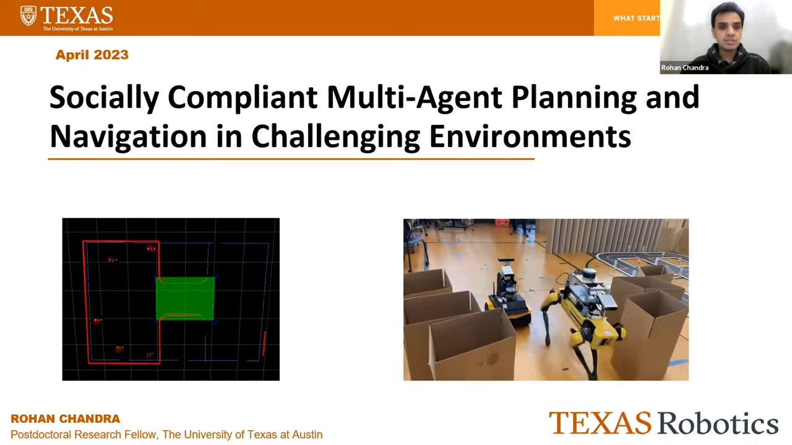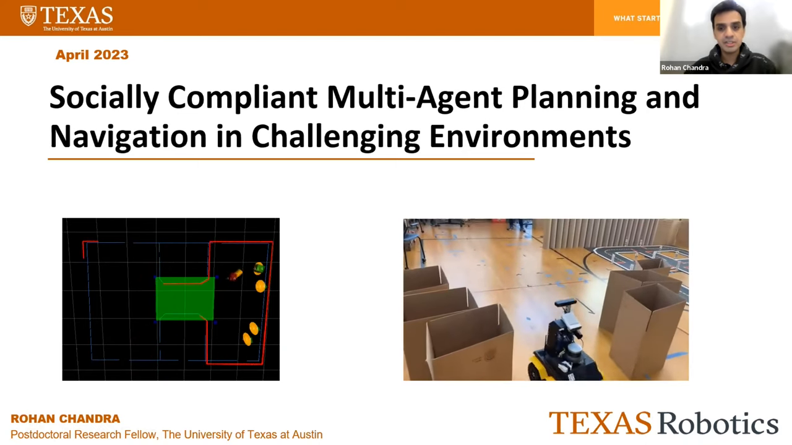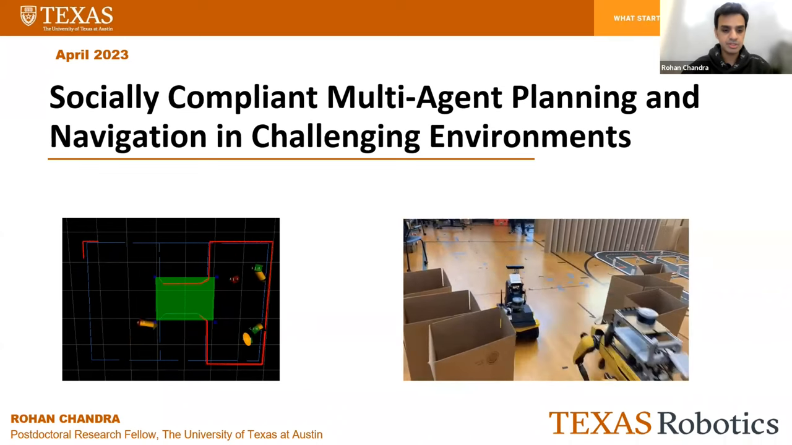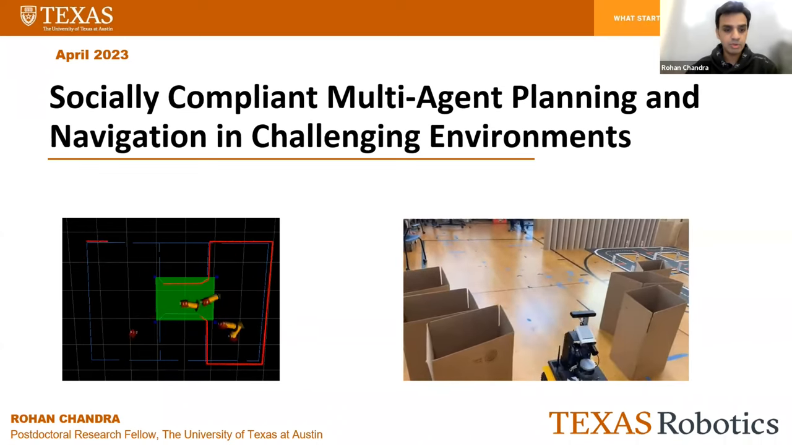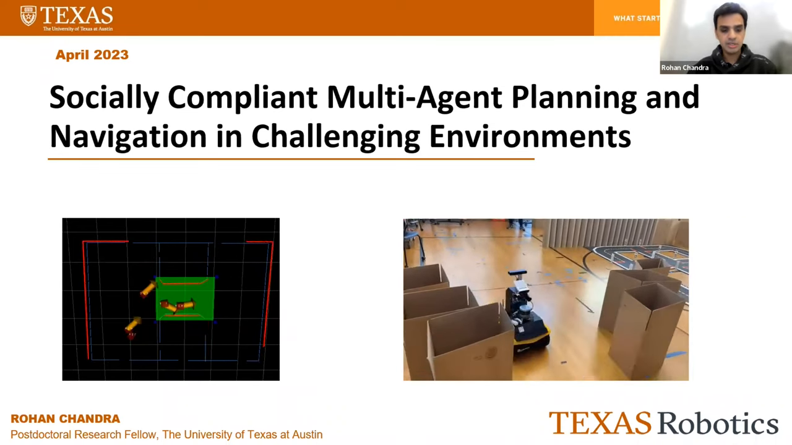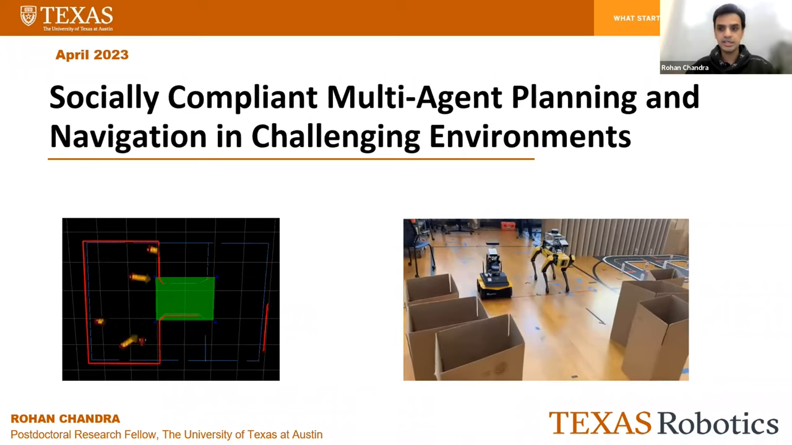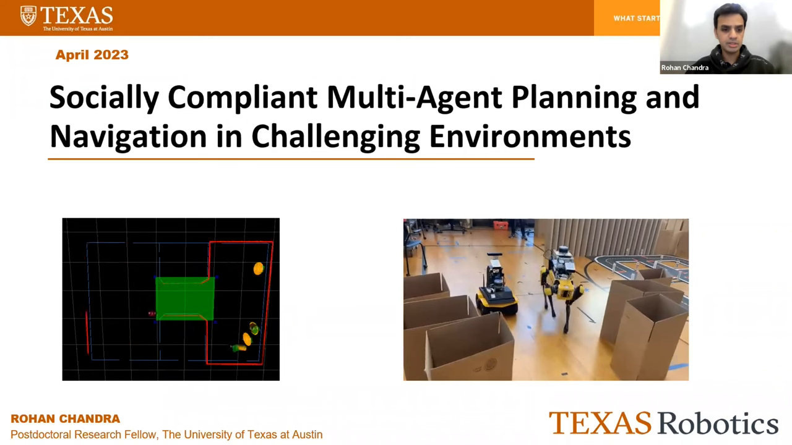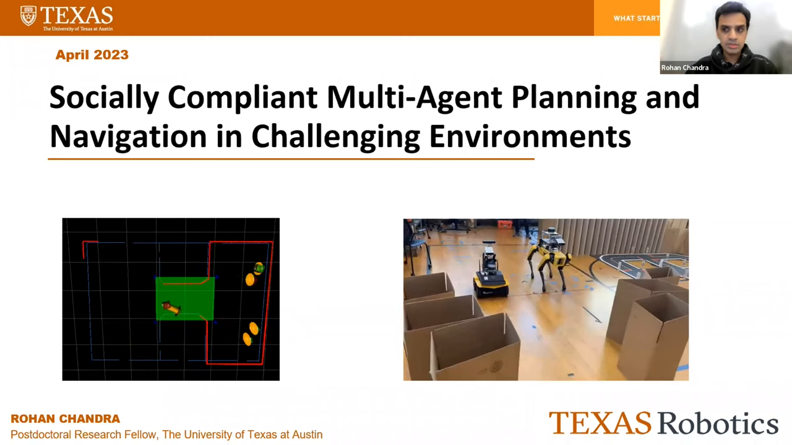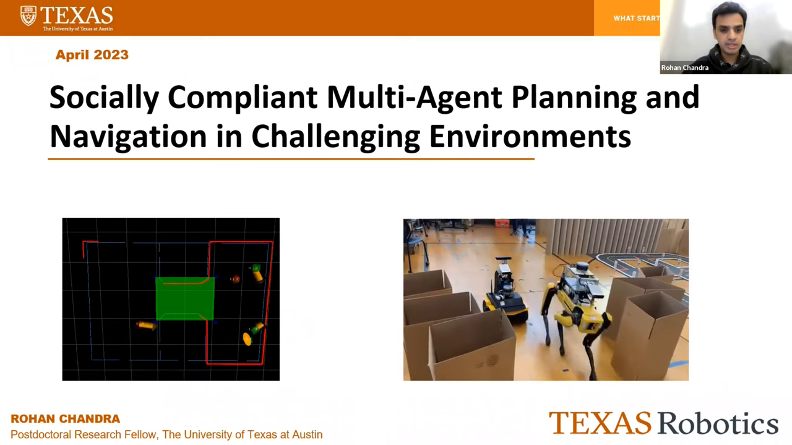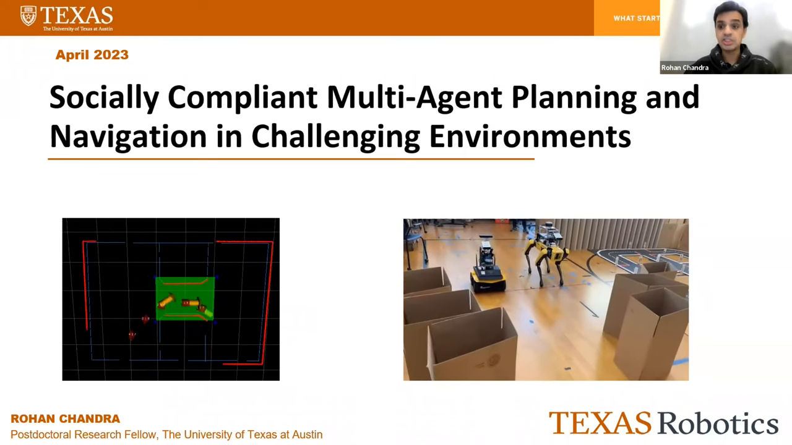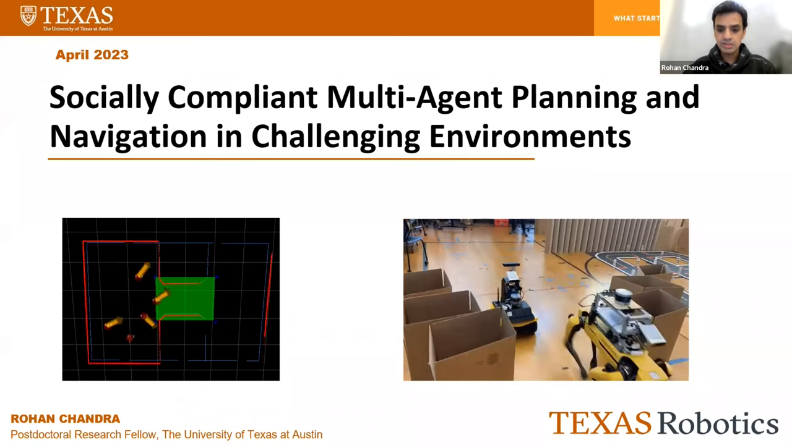Today I'm going to talk about socially compliant multi-agent planning and navigation in challenging environments. On this slide, you can see a GIF of one of our algorithms operating in simulation. You have all these agents going from the left side of the room to the right, connected by a very narrow doorway or tunnel. The green region denotes the conflict area. All of these agents have to form a queue in order to go through this narrow door, just like humans do.